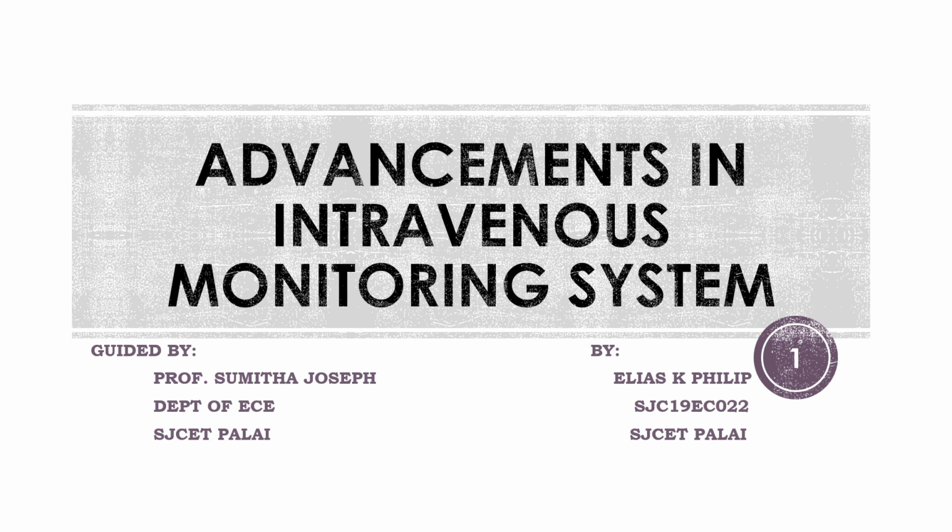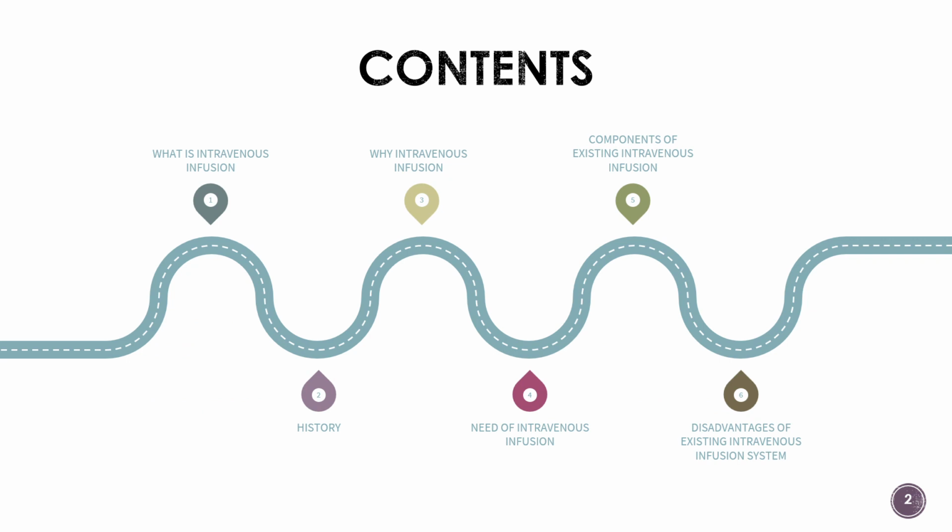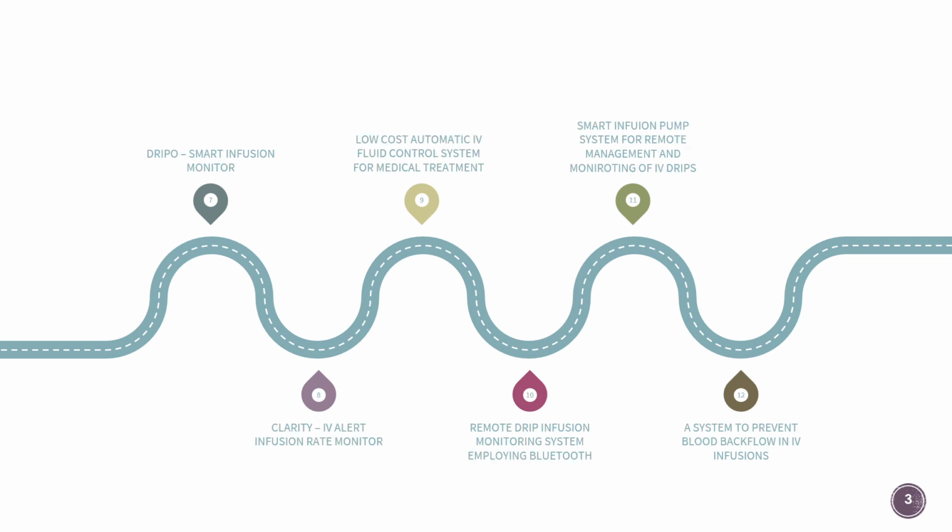Today we are going to discuss what is intravenous infusion system, its history, why IV infusions are used, its need, and components of the existing IV infusion set, its disadvantages. After that, we are going to see some of the existing intravenous monitoring systems and their features, followed by some research papers done on this particular topic.